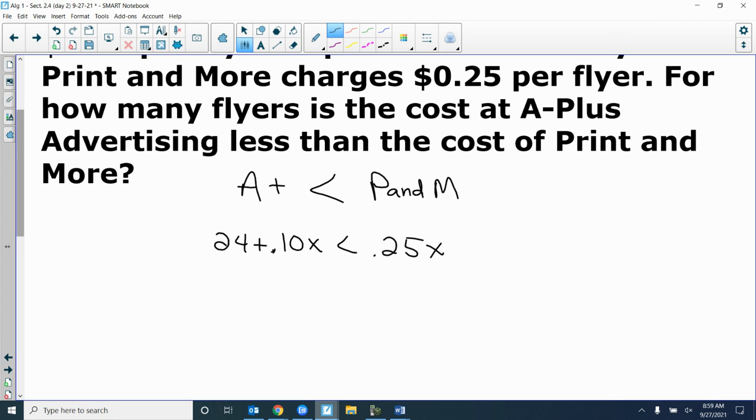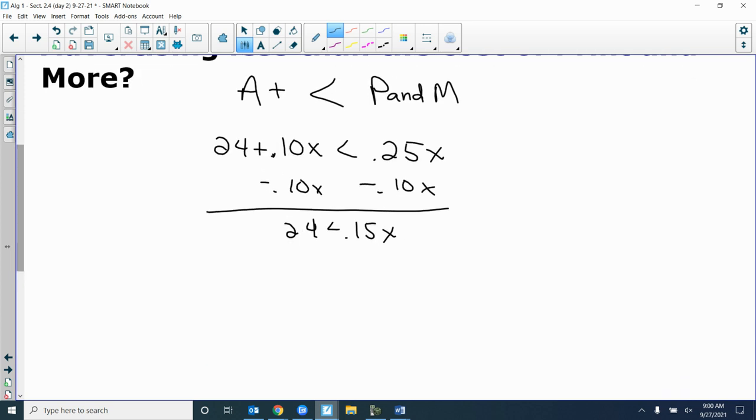Okay, now as you look at that, you've got to solve that. Watch, don't clear out a side. So I'm going to subtract 0.10x. And I get 24 is less than 0.15x. Divide by 0.15. All right, from there, I want you to write a statement. Just think through it, you don't need to write it down. What is a statement that will answer this question? Because like I said, we kind of struggled with that on the last one.